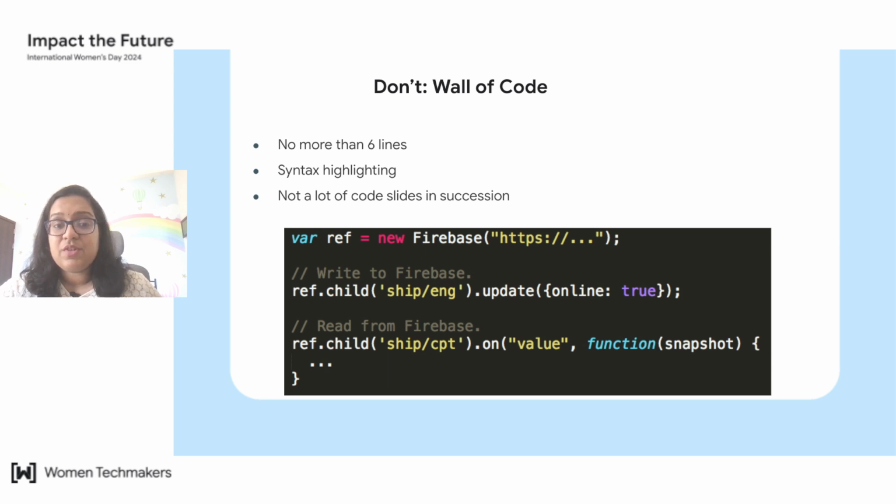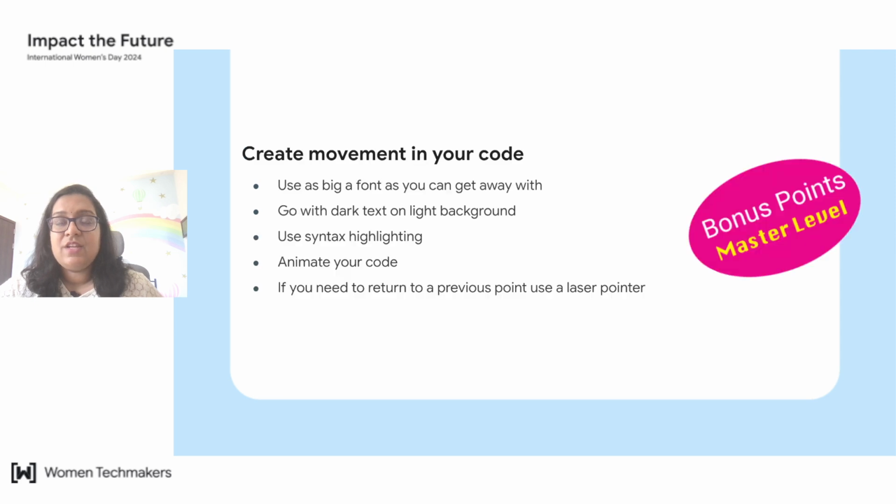And if you really need to show more, do not create a wall of code, but create movement in your code, right? Make it easier to read by showing only some at a time, right? The audience will mostly need to focus on one line at a time. So you must use animation, use pointers, whatever that is, right?